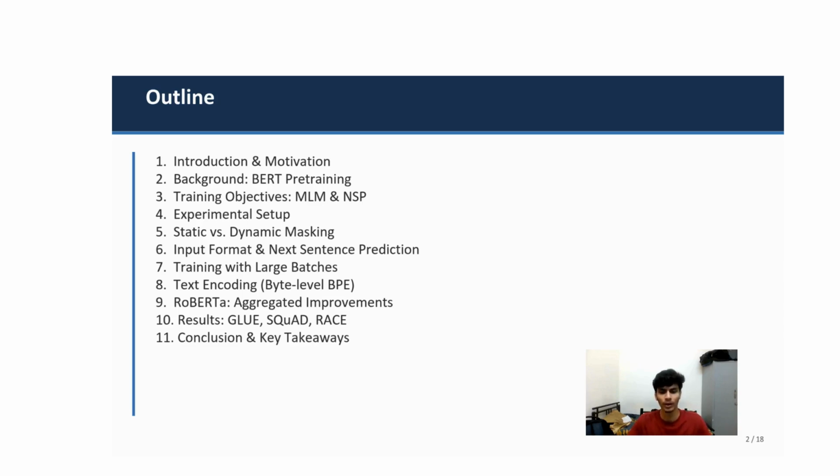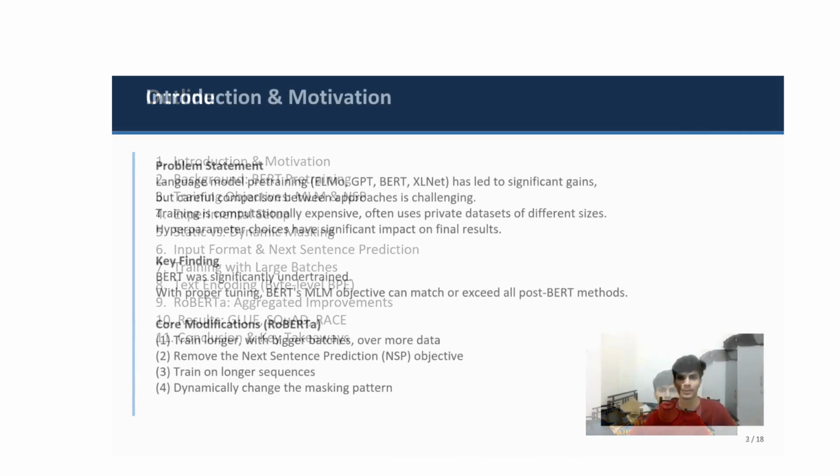After that, we will go into the core contributions of RoBERTa, which include dynamic masking and removal of NSP, and training with larger datasets and larger batch sizes. Finally, we will analyze experimental results on benchmarks such as GLUE, SQuAD, and RACE, and conclude with the key insights.